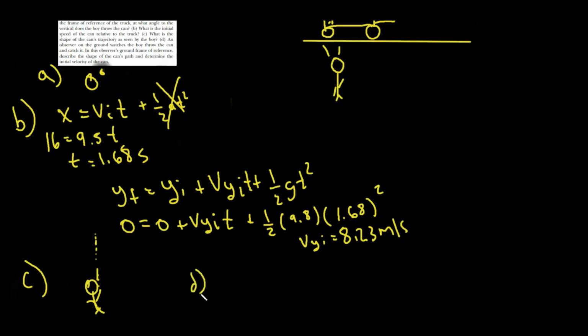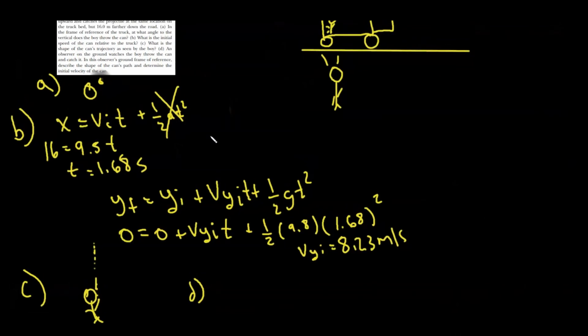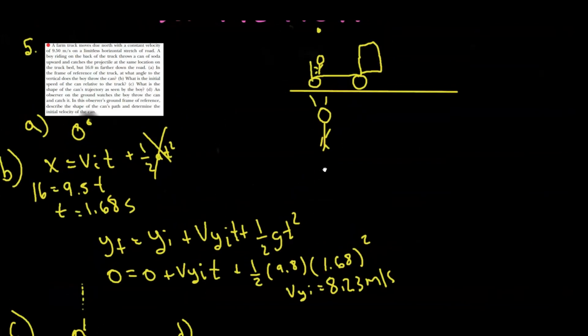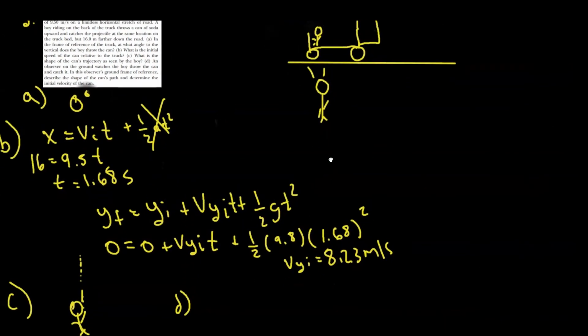And now question D says an observer, what does he see? And it asks you to determine the initial velocity. So look, an observer on the ground watches the boy throw the can and catch it. In this observer's ground frame of reference, describe the shape of the can's path and determine the initial velocity of the can. So it's the initial velocity to the observer, not to the truck.